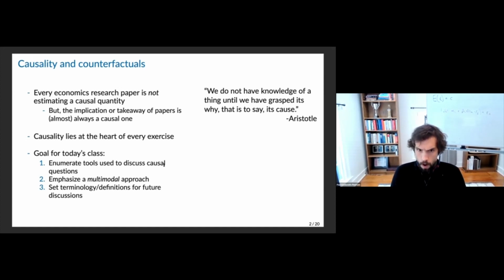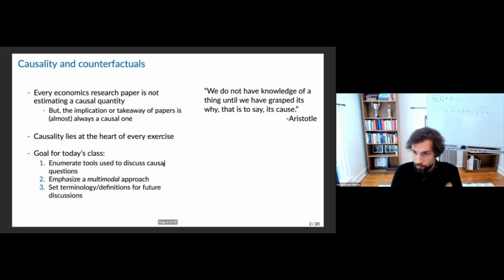And so what we're going to be doing today is talk about different tools that are used to discuss causal questions. I'm really going to try to emphasize a multimodal approach. There are a number of different ways economists do this, and Yale famously has a different structure than a lot of other places. If any of you interact with Phil Haile, he'll have very strong opinions about how to do this. We're going to talk about basically three different modes of doing and talking about causal questions in empirical research. Really what I'm trying to do is set terminology and definitions for future papers, so that we have a familiarity with how they work.